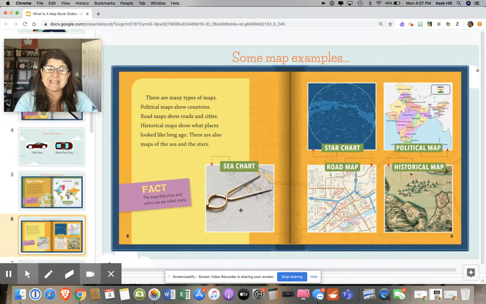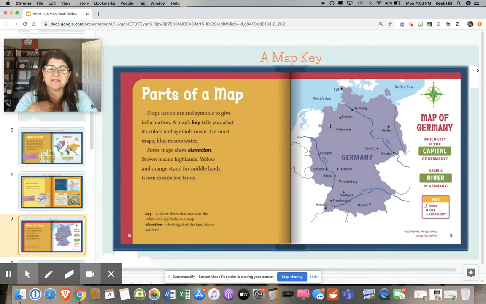Here are some examples of maps. This is a political map. They show countries and sometimes continents. Sometimes they show counties, like it might show all the counties in Colorado. Road maps show us roads in different cities. They're helpful in trying to get places. Historical maps show us what places looked like a long time ago. Then there are also sea charts and star charts. So they even have a map of the stars. Maps are useful for lots of different things.